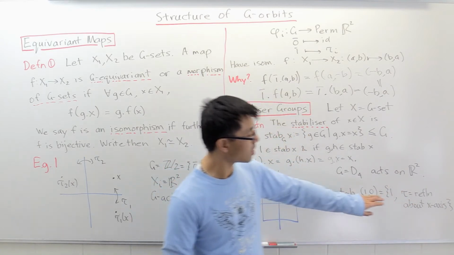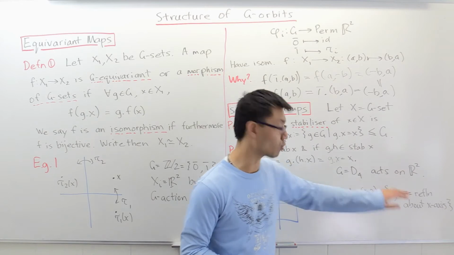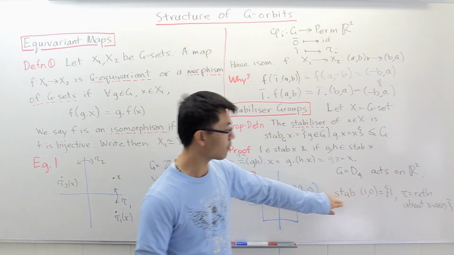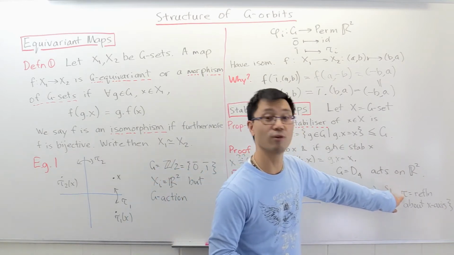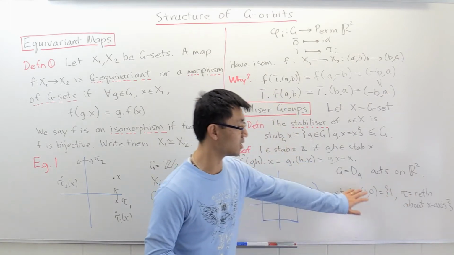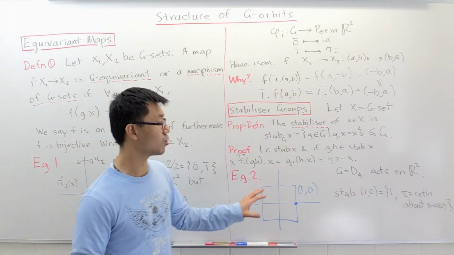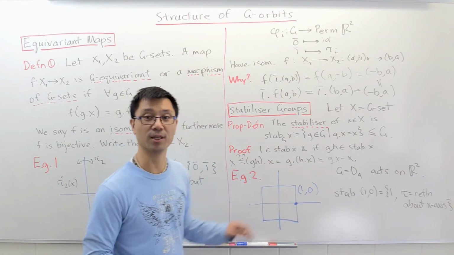And of course it's easy to see that these two form a subgroup. In fact it's all the powers of this, and since this is a reflection, its square is just the identity. And that gives you the stabilizer in this example.